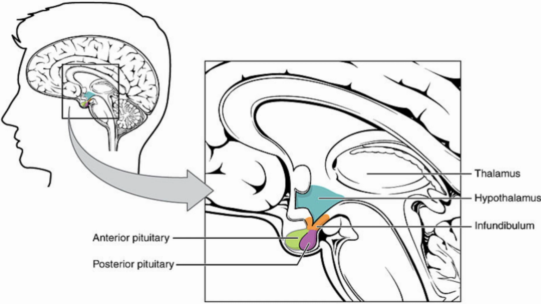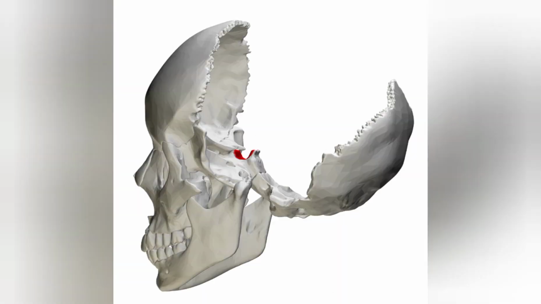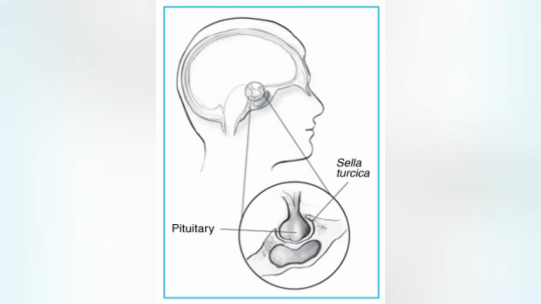Pituitary is located in a bony cavity formed by the sphenoid bone, which is part of the cranium. Literally, we can say that pituitary is located at the base of the brain. The sella turcica of the sphenoid bone is actually a bony cavity where the pituitary rests. Pituitary has another scientific name known as hypophysis.